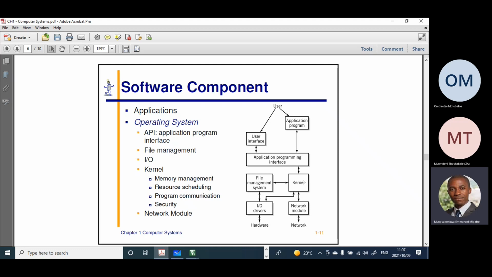Yeah, the kernel does, of course, memory management, resource scheduling, program communication. That's the operating system basically. So it has to handle all sorts of conflicts in terms of access to shared resources, maybe two processes trying to access the same memory, writing to it or reading from it. So those types of conflicts are all managed by the kernel within the operating system. That's more or less the diagram of the software component within a computer system.